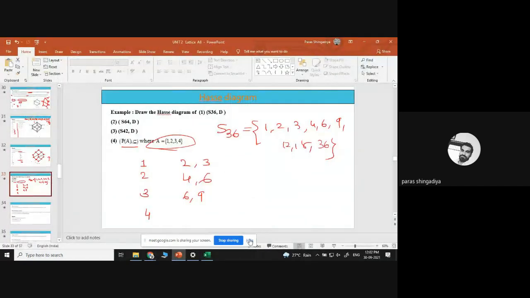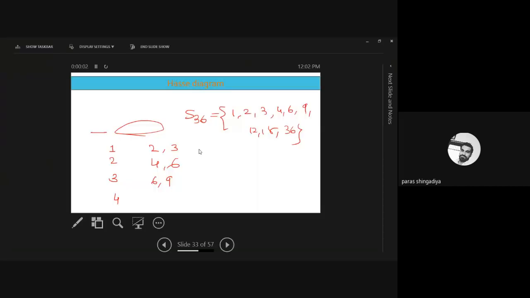So we are discussing the example of S36, D, and here we check the cover elements. The cover elements of 1 will be 2 and 3. Cover elements of 2 will be 4 and 6. Cover elements of 3 will be 6 and 9. And the cover element of 4, which is the answer?